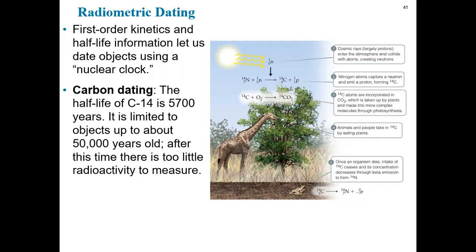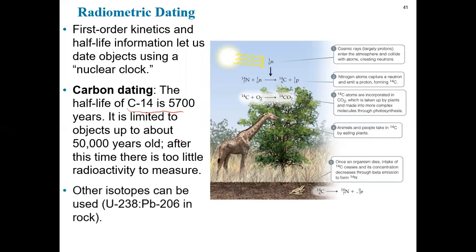As we saw on the slide, carbon-14 is one common nucleus they use. It has a half-life of about 5700 years. It's good, but for objects older than 50,000 years, there's not too much carbon-14 left over, so it's not that accurate. For very, very old objects, if they have lead and uranium in them, you can also use the uranium to lead ratio. And this picture shows you where the carbon-14 comes from, and where the carbon-14 goes.